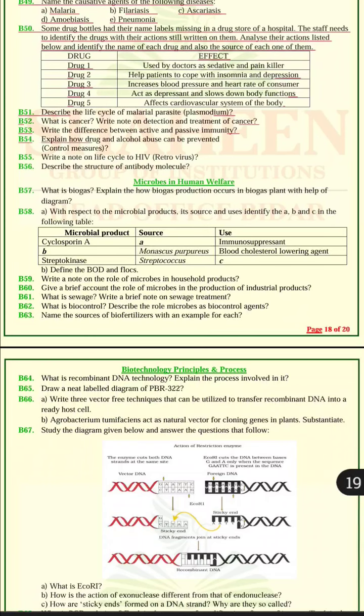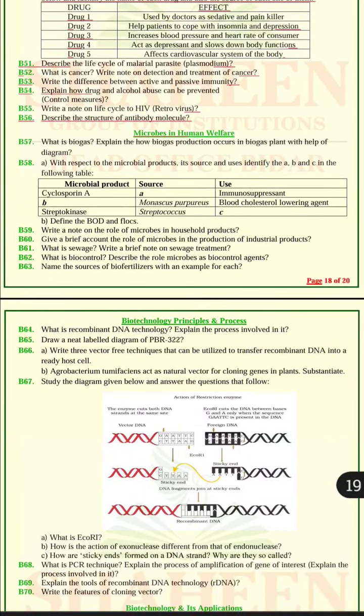Control measures. Question number 55. Write a note on life cycle of HIV retrovirus. Question number 56. Describe the structure of antibody molecule. And our next chapter is microbes in human welfare.